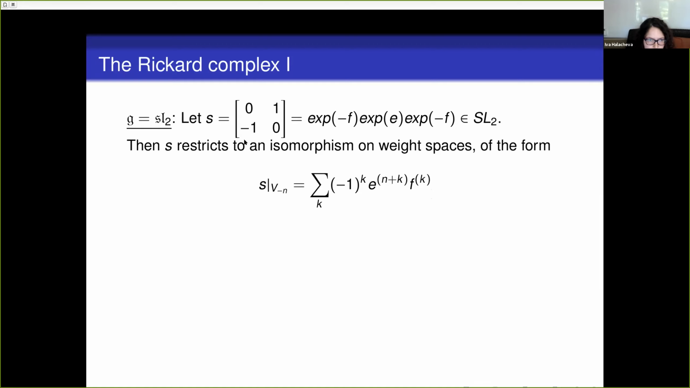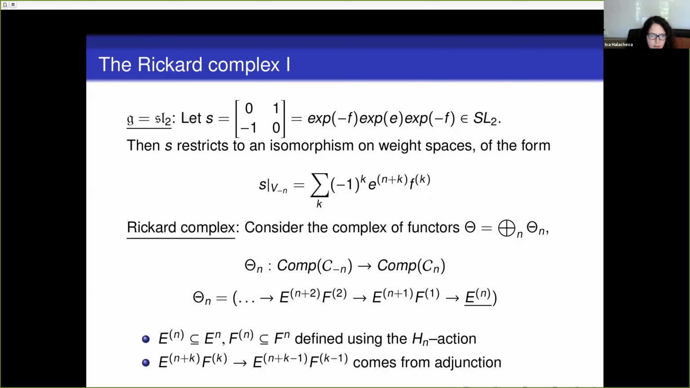So this is an interesting element whose action we can look at on the Lie algebra level. And so this has also been considered on the categorical level. So here, now we are going to consider a complex of functors, theta, where each of the theta n's itself is a functor from the category of complexes from C minus n to complexes on Cn, where remember C minus n and Cn are corresponding to the weight spaces for any given representation.